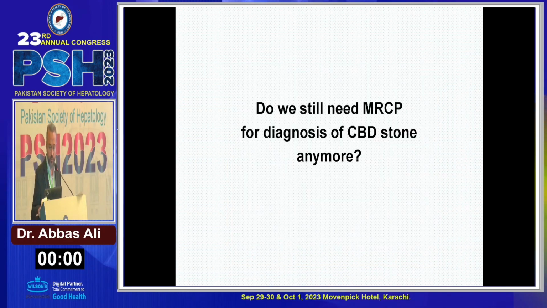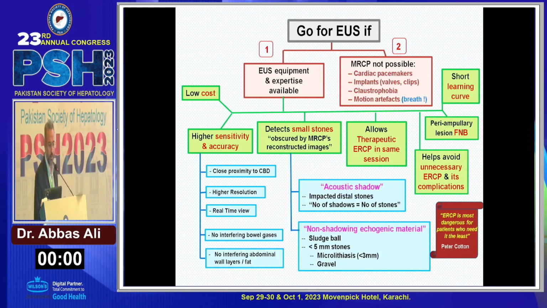So coming back to our question, we feel that we should go for the EUS, particularly if the EUS equipment and expertise is available. And it is preferable if MRCP is not possible, for example, in case of cardiac pacemakers, implants, or claustrophobia. Since MRCP is very sensitive to motion artifacts, a patient is needed to hold his breath. If a demented patient of 80 years of age comes and starts to breathe without keeping his body still, it will create horrible images and it's a useless test. So in that case, EUS might be helpful. It is very close to the CBD.